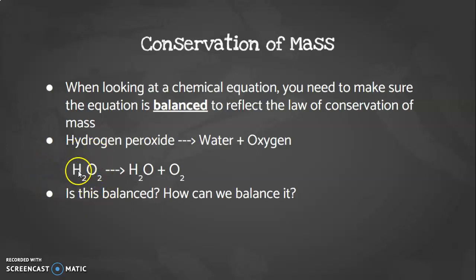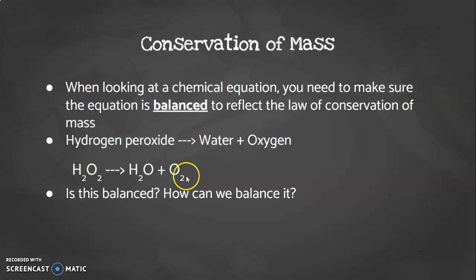If we look at our reactant side, our hydrogen peroxide side, we have 2 hydrogen, right? Because we have a little 2 down here. So 2 hydrogen atoms, and 2 oxygen atoms. If we go to our product side, we have 2 hydrogen atoms. We have 1 oxygen here, and 2 oxygen here, meaning we have 3 oxygen. So this isn't balanced, because we have 2 hydrogen, 2 oxygen on one side, and 2 hydrogen and 3 oxygen on the other side.